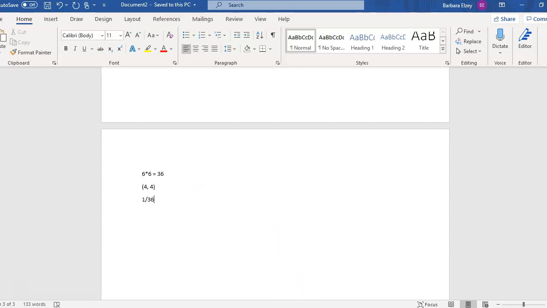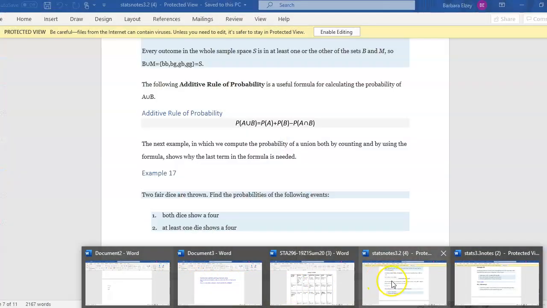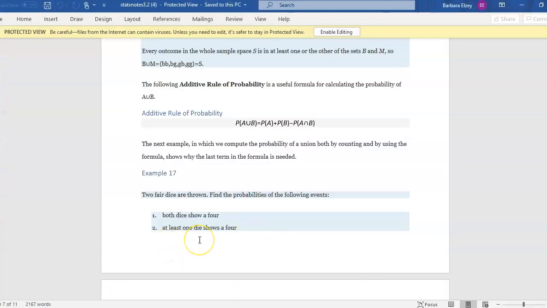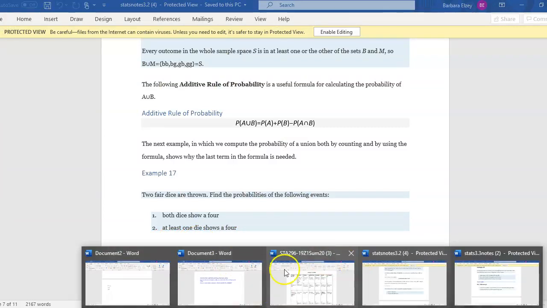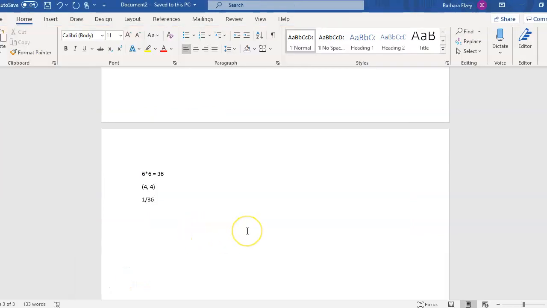Now, for our second option, however, let's see what it said again. At least one die shows a 4. So what we need to do now is think of all the possibilities where there is a 4 on one of the two dice. So I could have a 4 on the first die and a 1 on the second. I could have a 4 on the first die and a 2 on the second, a 4 and a 3. I could have a 4 and a 4, a 4 and a 5, and I could have a 4 and a 6. And that's everything with a 4 on the first die.